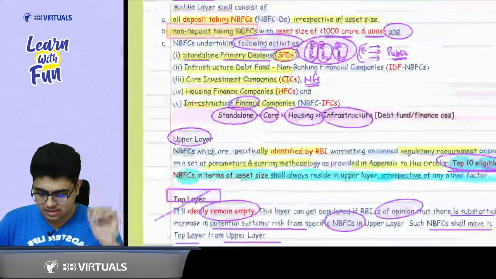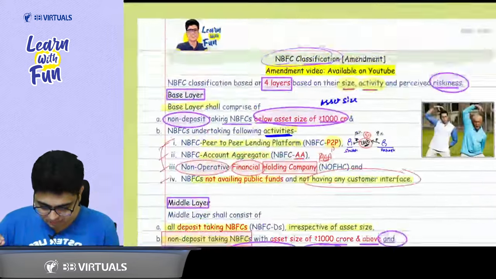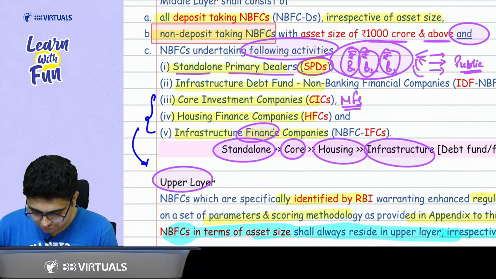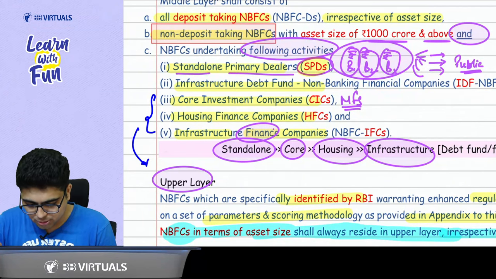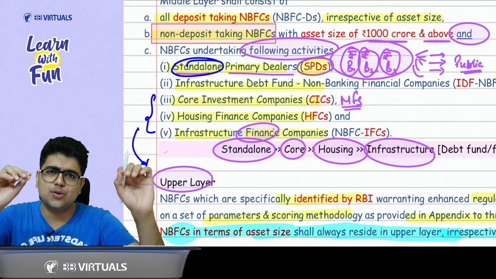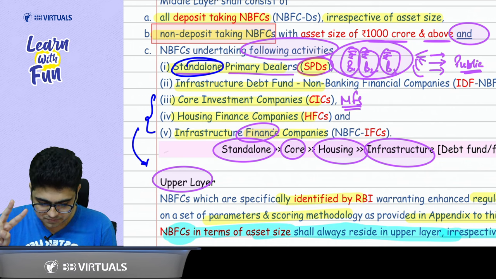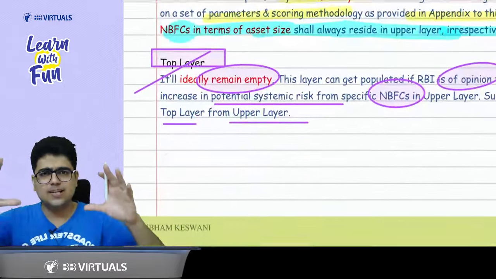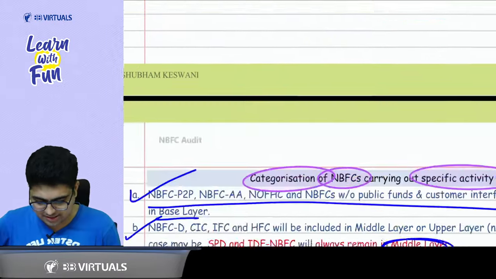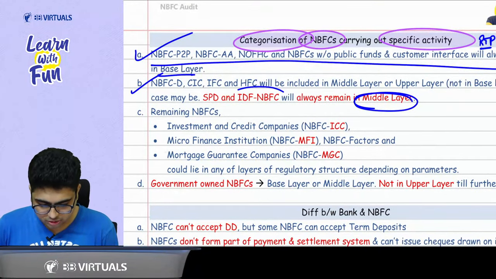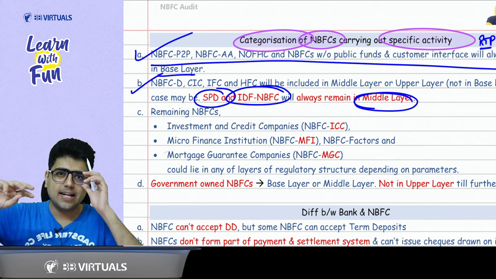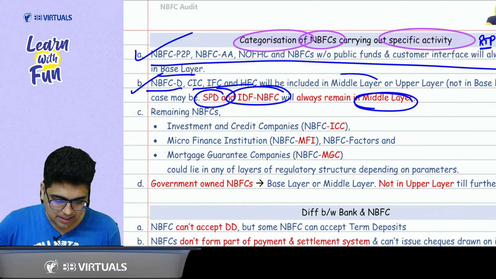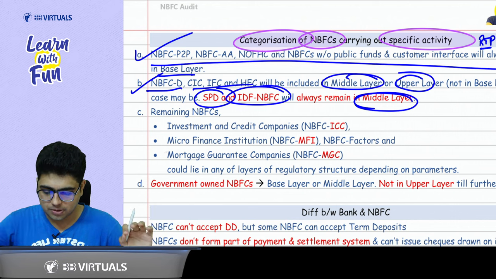In the middle layer, it says that these three can become a part of upper layer or stay in the middle layer, but the first two, that is standalone primary dealer, will keep standing alone in the middle layer. And the second one, which is the indirect way of infrastructure financing, that is the infrastructure debt fund, will also remain in the middle layer. The other three, that is housing finance company, infrastructure finance company, and the third one, core investment company, may be a part of middle layer or they can be moved to the upper layer, but they will not be in the base layer.